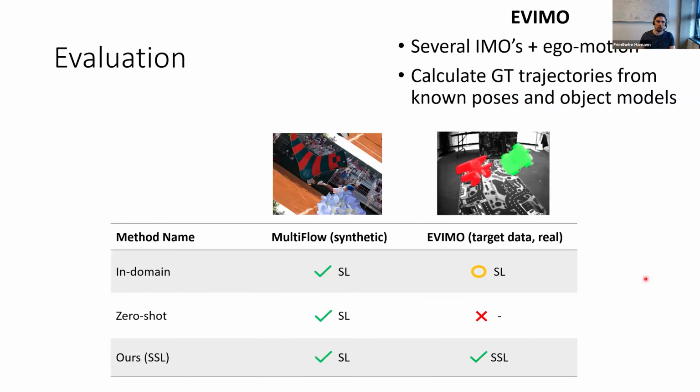Now, I've said before, evaluation is difficult because we usually don't have ground truth for real world scenes. Luckily, there's this really nice data set called EVIMO, which contains several independent moving objects and ego motion. And they captured this in the motion capture lab and provide poses and also object models. And this allows us to actually calculate long-range point trajectories. And this is the data set that we evaluate our method on.